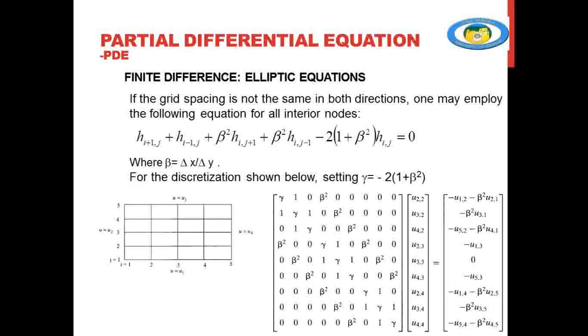for all interior nodes, h(i+1, j) plus h(i-1, j) plus beta squared h(i, j+1) plus beta squared h(i, j-1) minus 2 times (1 plus beta squared) times h(i, j) is equal to 0 if delta x and delta y are not the same. Obviously, in this relationship, if delta x and delta y are the same, then beta is going to be 1, and negative 2 times (1 plus beta squared) is going to be negative 4. Then obviously this equation would reduce to the earlier equation.